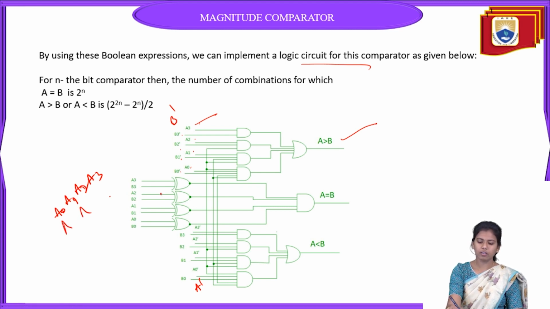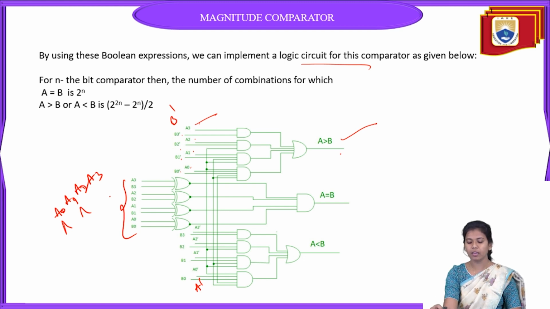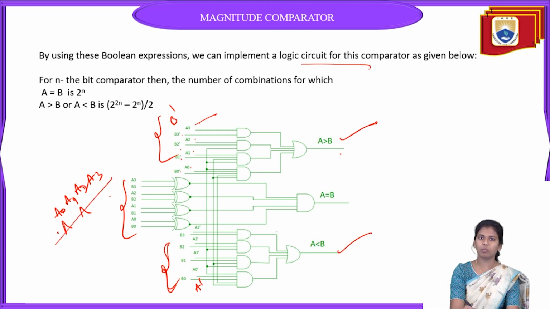So totally 8 inputs. Overall, by using the complement of B with A, I'm going to achieve the condition A greater than B. By using these combinations, I'm going to achieve A less than B. And directly with the combinations A0, A1, A2, and A3, B0, B1, B2, and B3, I'm going to achieve the A equals to B condition.